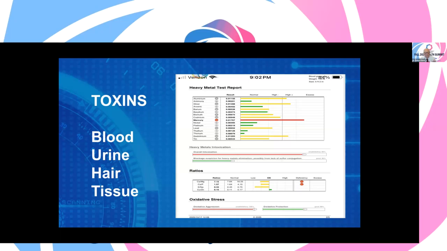So using blood to show toxins, it's in a moment, so to speak. And in the urine, it's a day or two. And in the hair, it's a couple of months to see if there are toxins in the body. But in the tissue, it stays in the tissue for a long time. This is a simple way of seeing tissue toxicity that won't show up any other way.